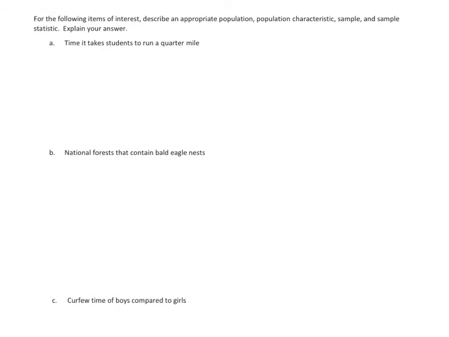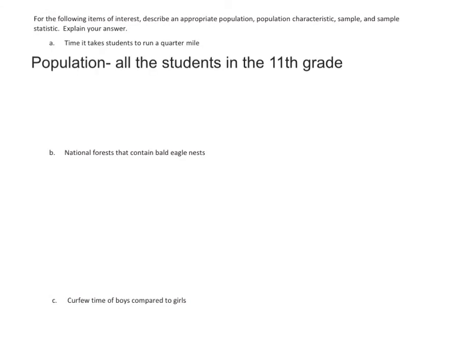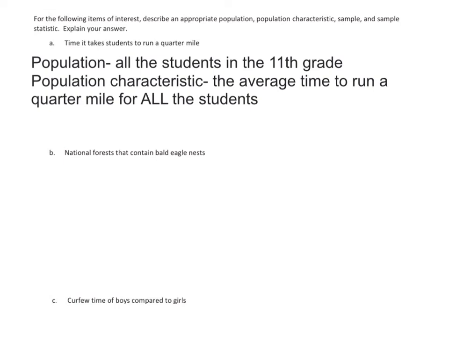For the following items of interest, describe an appropriate population, a population characteristic, a sample, and a sample statistic, and explain your answer. So we need to identify 4 things for each of these. So if I said the time it takes students to run a quarter mile, I first need to describe a population. So here's what came to my mind. For the population, maybe I would pick all the students in the 11th grade. Right? That would represent my population. If I say all of them, all the students in the 11th grade, how long it takes them to run a quarter mile. Now my population characteristic, I would say something like the average time it takes for all the students to run this quarter mile.